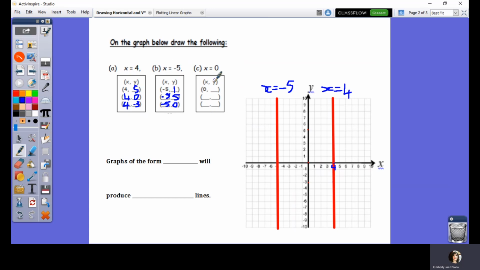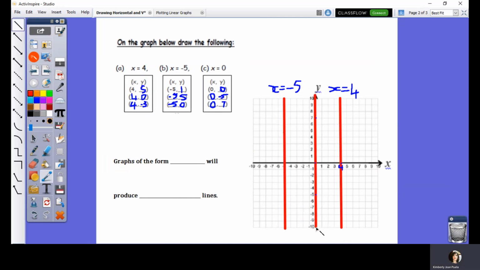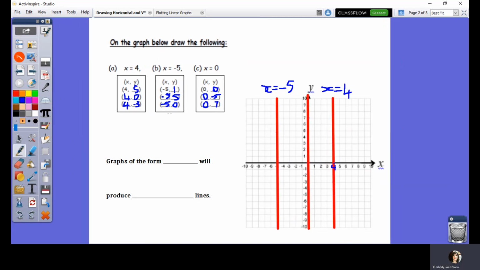Last equation, here we have x equals 0. So here x is always 0. However, since we don't have y coordinates, we can use any y points we like. So I can use 0, for example, I can use -5, and I can use, for example, 7. You can choose any y values you want. So we have 0, 0, which is here. We have 0, -5, which is here. Sorry, I made a mistake. 0, -5 is here. And 0, 7, which is here. You have your 3 points and you can join them up together using a ruler and a pencil. And there you have produced the line called x equals 0.